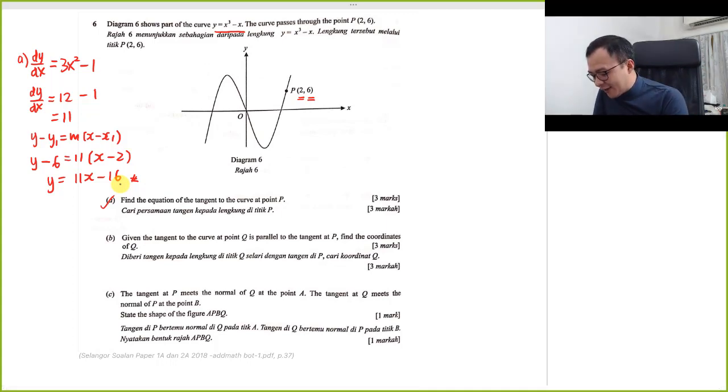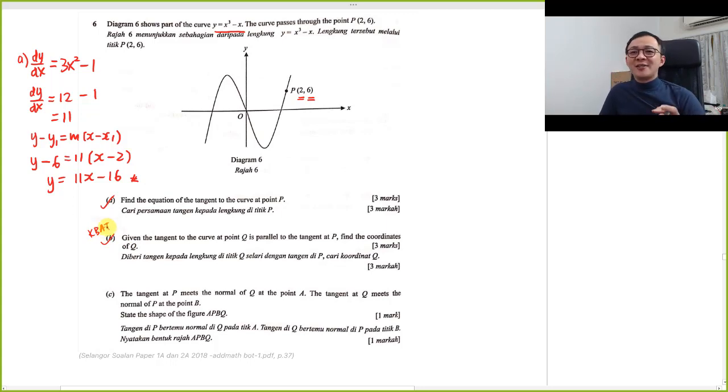Alright, then given the tangent to the curve at the point Q is parallel to the tangent at P, find the coordinates of Q. Okay, this one is a bit hard if you do not know what the question is saying. What the question is trying to say is that you have another straight line which is parallel to your tangent. So I kind of draw my tangent over here.